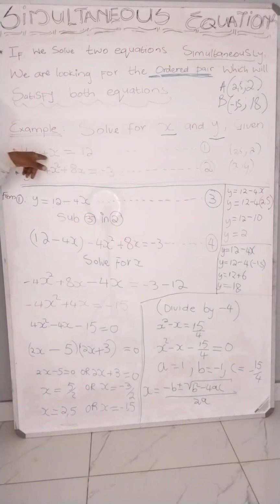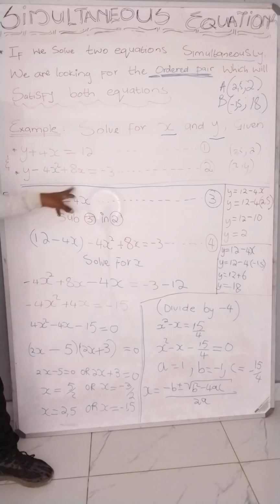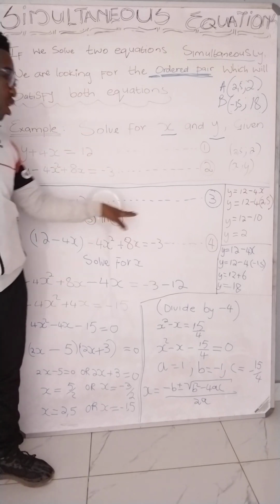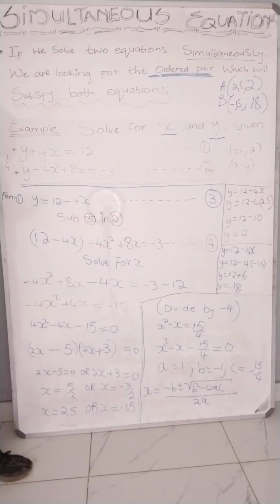From equation 1, which is y plus 4x is equal to 12, we just take this 4x to the other side, and then it becomes negative. We have y is equal to 12 minus 4x, and you label it as equation 3. Then you're left with the last step.